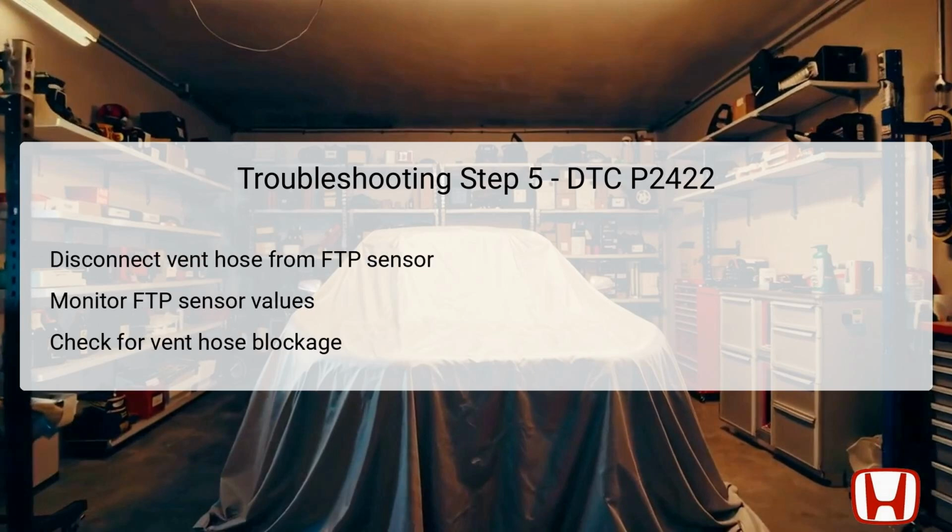In this fifth step, the technician prepares to assess the integrity of the vent hose connected to the FTP sensor. This begins by disconnecting the vent hose from the sensor for isolated testing. Upon disconnection, it's necessary to again monitor the FTP sensor values using the HDS. Verification of these values should correspond with the acceptable threshold of -0.67 to 1.33 kilopascals.